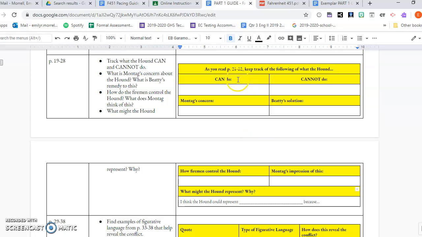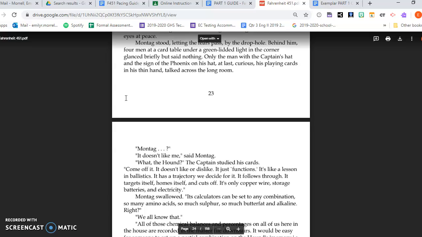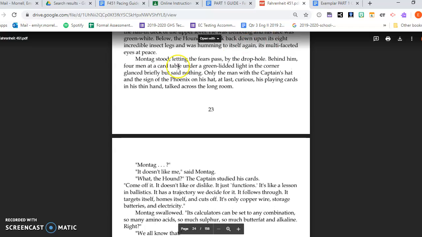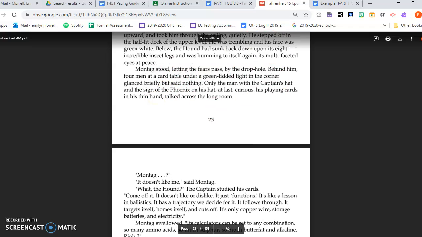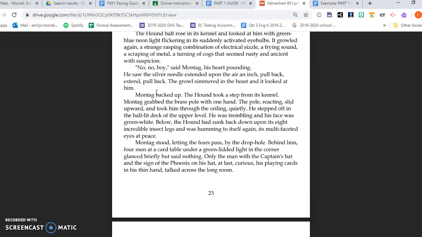So let's go ahead and pick up where we left off in the reading yesterday. So remember Montag, he goes down the drop hole and he gets away from the hound because the hound was kind of sketching him out. The hound took out his silver needle, which as we know is its killing mechanism. So that's a little scary. It's this big mechanical hound with 8 legs and a needle filled with poison. So rightly so, Montag's a little freaked out.